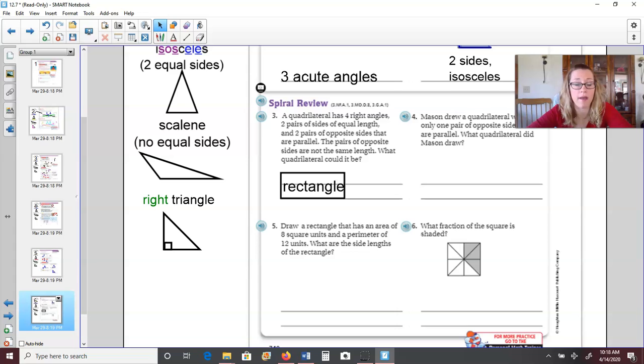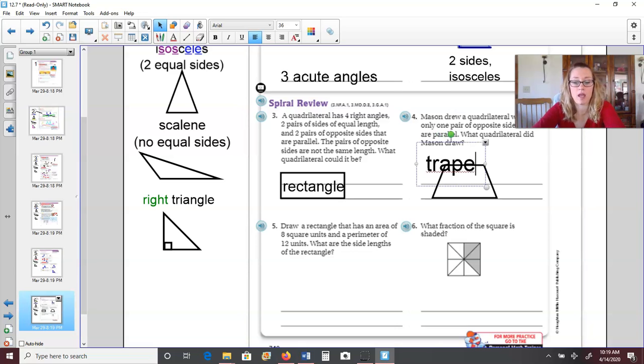the problem another time. All right, number 4, Mason drew a quadrilateral with only 1 pair of opposite sides that are parallel. What did he draw? Well, I'm trying to find something I can use here because I know what I need. I need this shape here because when we look at this shape, only the top and the bottom segments are parallel. So what do we call that shape? A trapezoid.